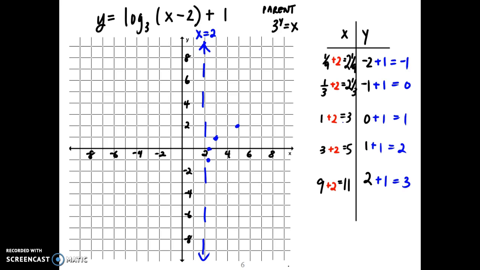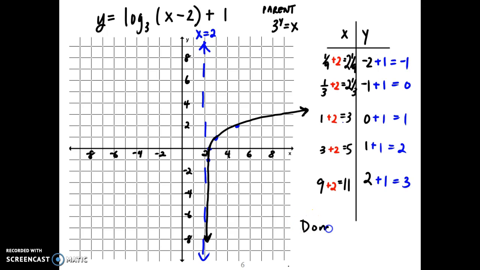So I'm now going to connect all the dots. So I'll put those back in black ink. I start with these points, so it goes this way. I know that's going to 11, 3, so somewhere that way. And then in this direction, I have to get very, very close to this blue line without crossing over it. So that is the graph of y equals log base 3 of x minus 2 plus 1.